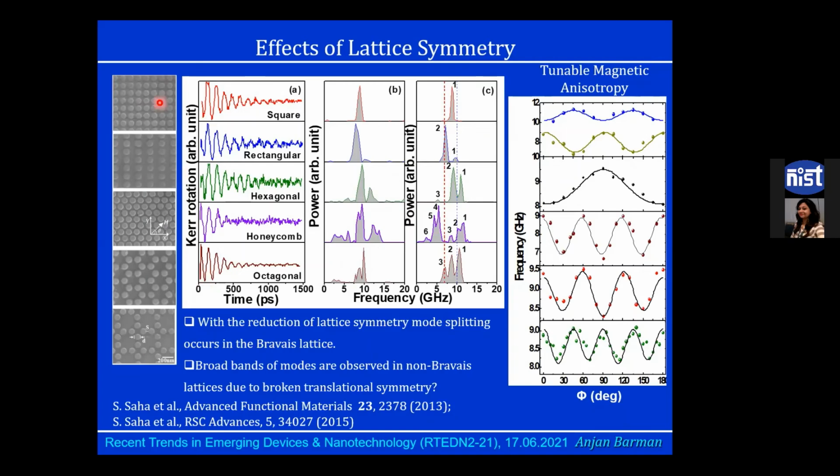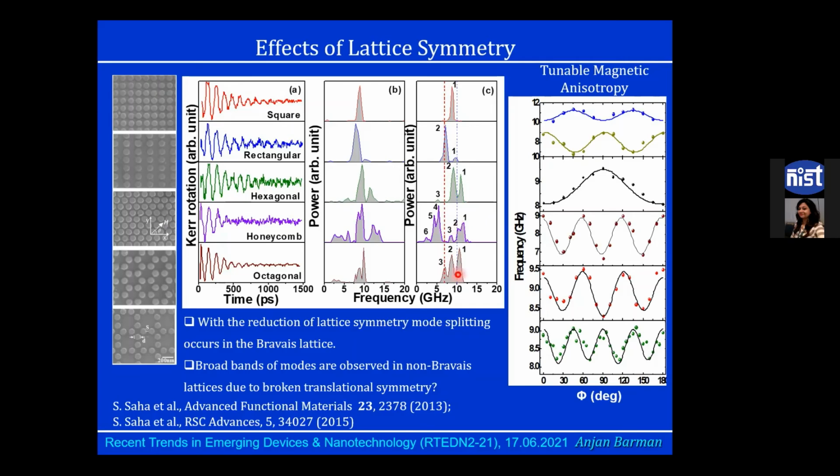Here we have prepared them in square lattice, rectangular lattice, hexagonal, honeycomb, and octagonal lattice. Octagonal lattice, of course, is a non-Bravais lattice. Honeycomb can be a Bravais lattice with a 2-atom basis, but if you consider a single atom, then it is non-Bravais, and these others are, of course, Bravais lattices. And here the modes: you can see from a single mode behavior for square lattice, it goes to 6 modes for a honeycomb lattice, and for octagonal it has 3 modes.